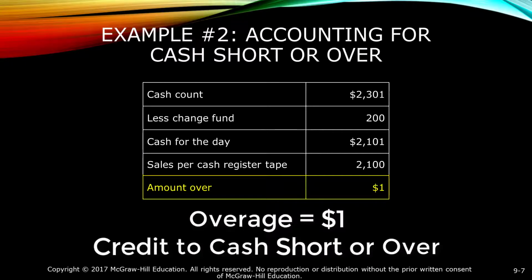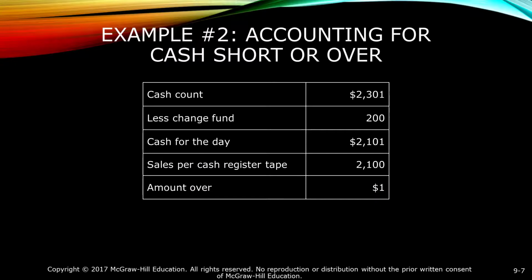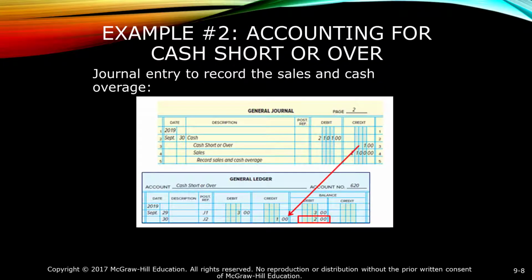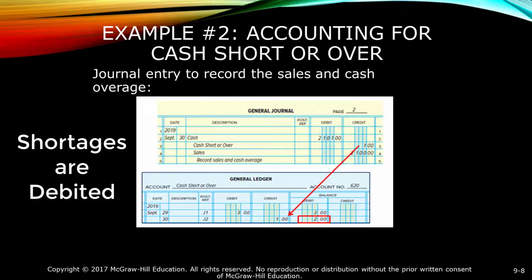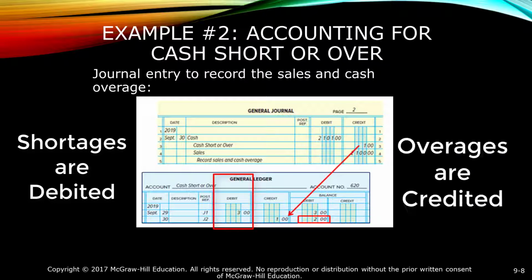Let's take a look at the journal entry to record the overage. The major difference in this slide is that the cash short or over account was credited for the $1 overage. The bottom of this slide shows entries to the cash short or over. Please note that shortages are debited and overages are credited.